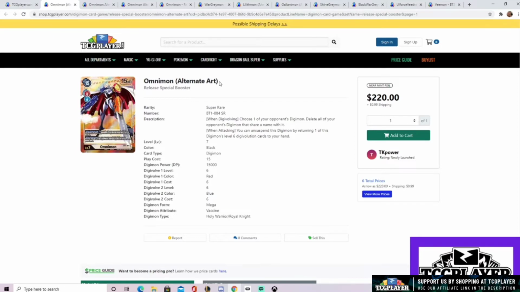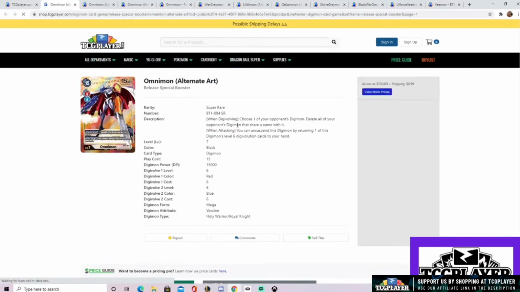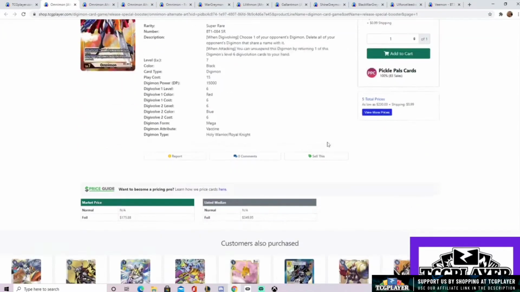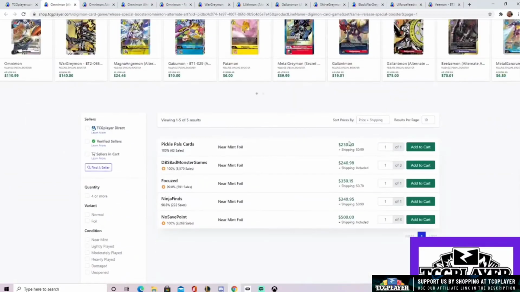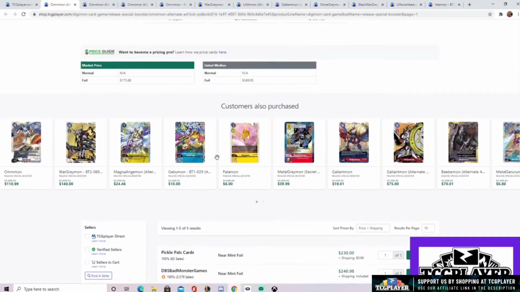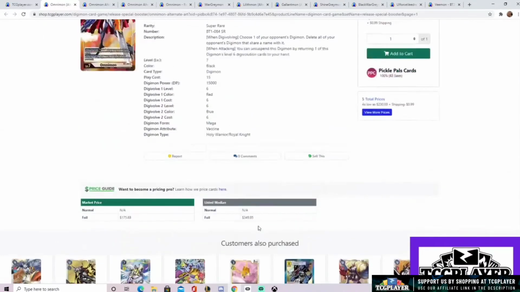No matter which version you're looking for, whether it be out of 1.0 or 1.5, they're all extremely expensive, and I haven't refreshed these in a few minutes, so I will do so while I'm here. So the cheapest alt art for Omnimon from 1.0 is $230.99 with shipping. And this is also from an unverified seller. So if you want to go to a verified seller, well, you're paying an extra $10 more. Well, $9.99 essentially. So, interesting.